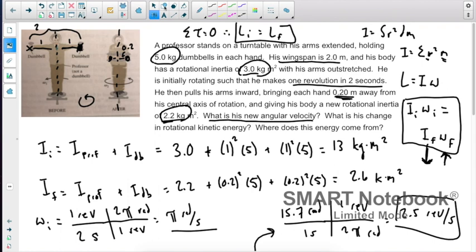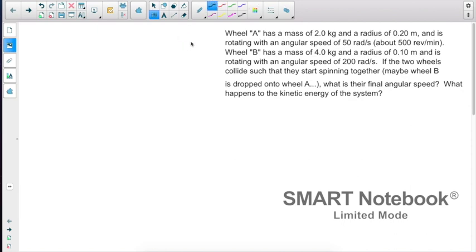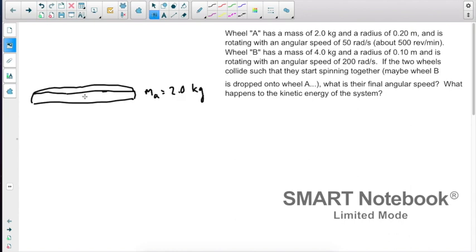All right, let's do another example. Okay, so in this example, we have two wheels, wheel A, and this is going to be like a side view. So here's wheel A, and what do I know about wheel A? I know that wheel A has a mass, so the mass of A is 2 kilograms. I know that it has a radius of 0.2 meters. And I know that it's rotating around with an angular velocity of 50 radians per second.